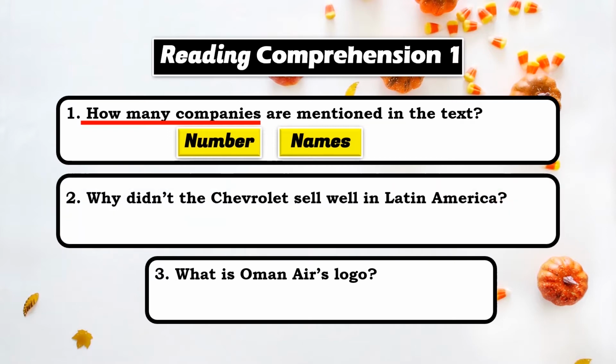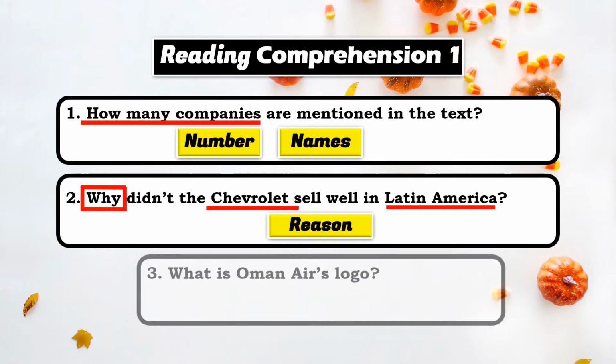Concerning question number 2, why didn't the Chevrolet sell well in Latin America? Why don't we try to find keywords in the question? At first glance, we can clearly notice the word Chevrolet. Do you think it is helpful in finding the answer? Yes, but it's not enough. The question word why tells us to look for the reason why the Chevrolet company didn't sell well and wasn't successful in Latin America. Let's move on to question number 3.